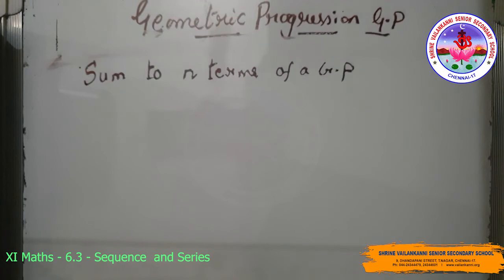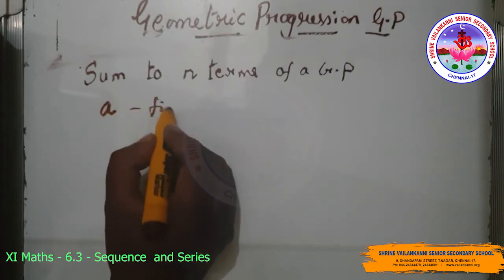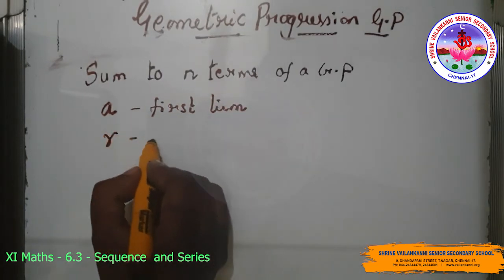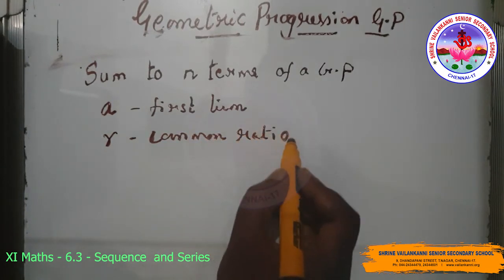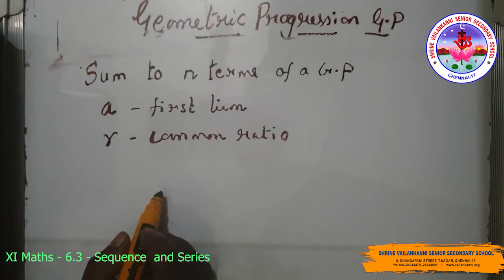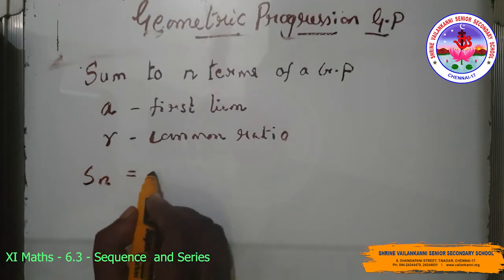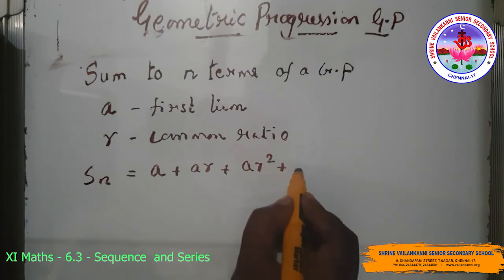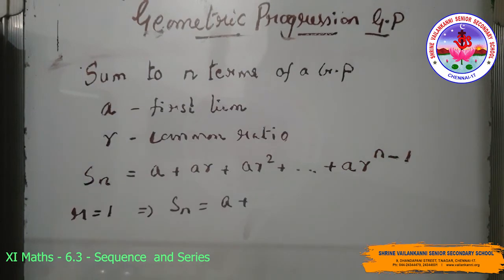Then next one is the sum to n terms of a GP. Now the first term of a GP is A and the common ratio is R. Let us denote the sum of the first n terms of a GP as Sn, which is equal to A plus AR plus AR square, etc., AR power n minus 1.